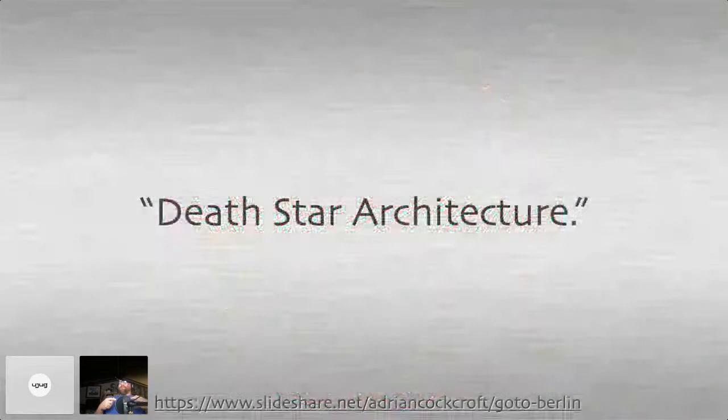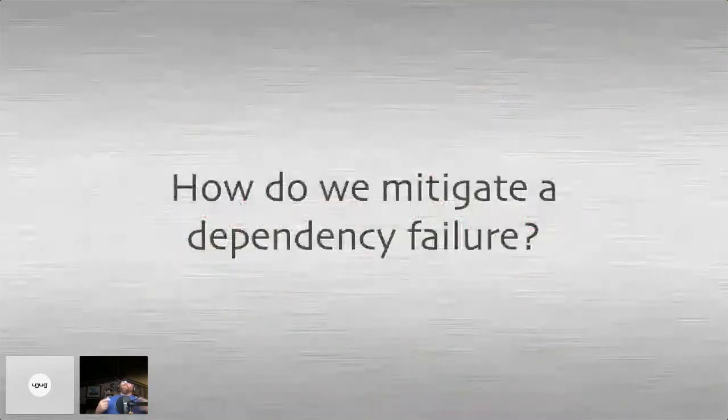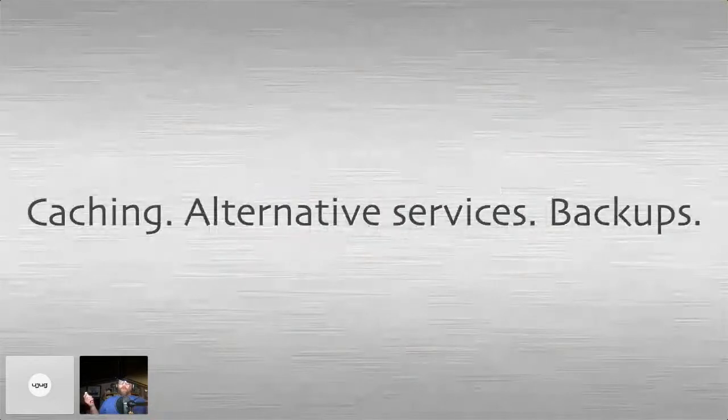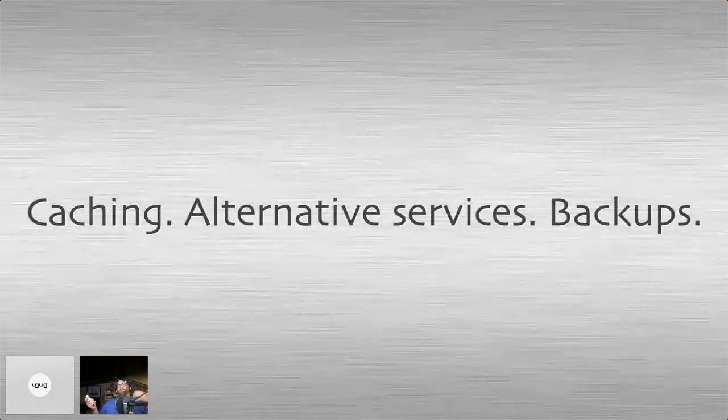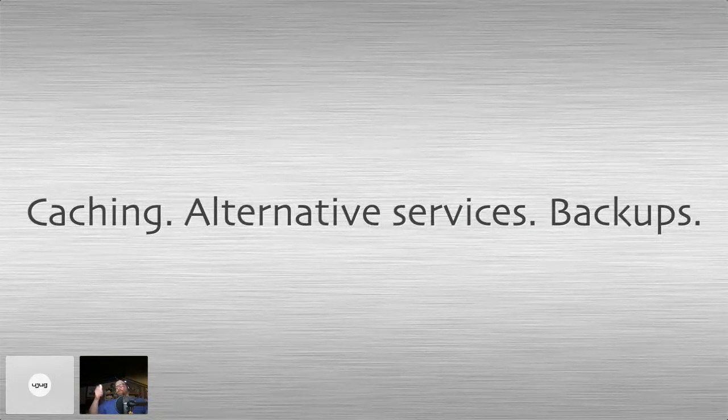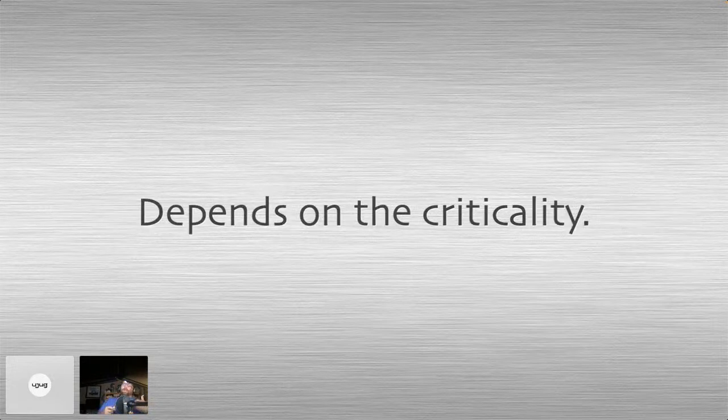They just have too many of these dependencies. So how do we deal with a dependency failing? Well, we've got a lot of options. Maybe we have a cached result that we turn back. Maybe we have an alternative service, or we just always return 42 or something. It depends entirely on the criticality.